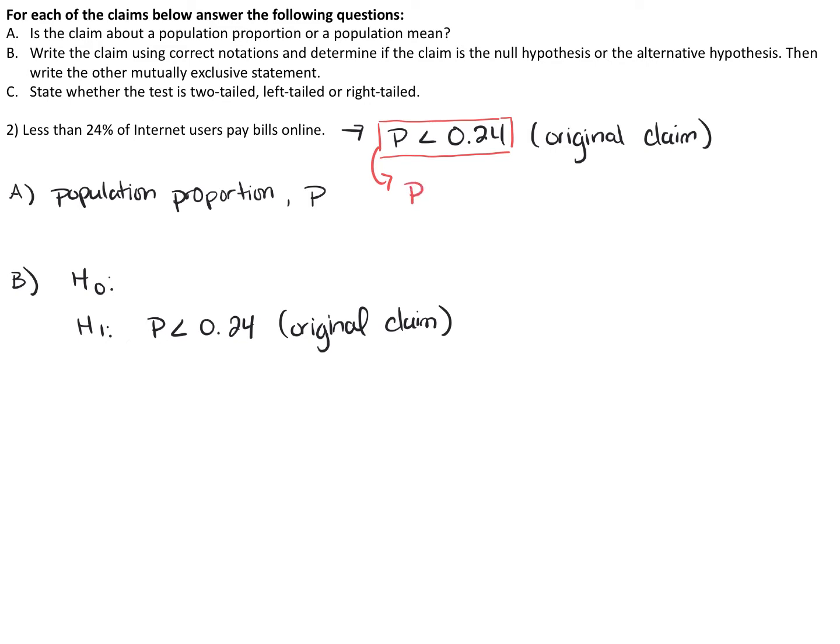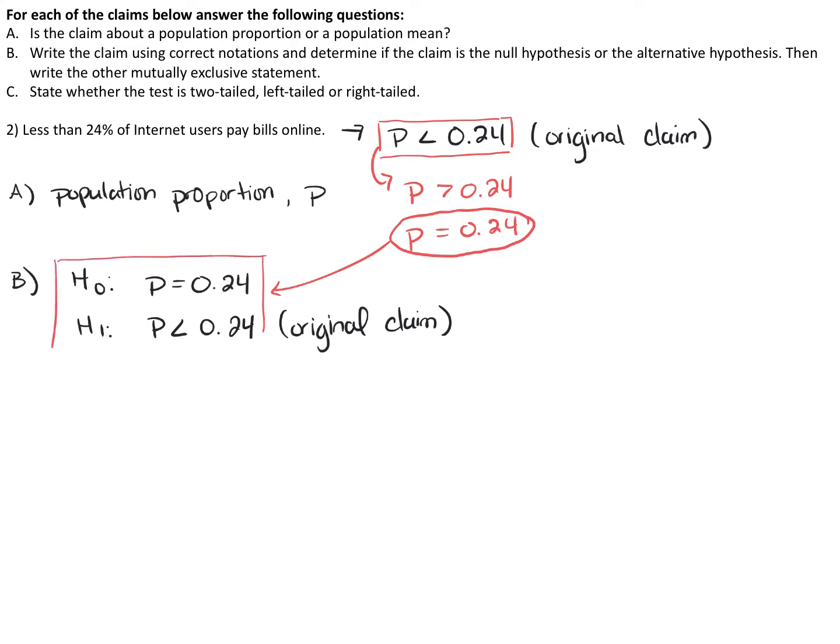Well, the alternative is that that proportion could be greater than 24%, so greater than 0.24, or it can simply be equal to 0.24. It could actually be 24%. And so when we take a look at the alternatives, you choose the alternative statement that contains the equal sign, and that always becomes the null hypothesis. So again, the null hypothesis always contains the equal sign. It always contains equality. So once again, we have just written the null and alternative hypothesis using the proper symbols.